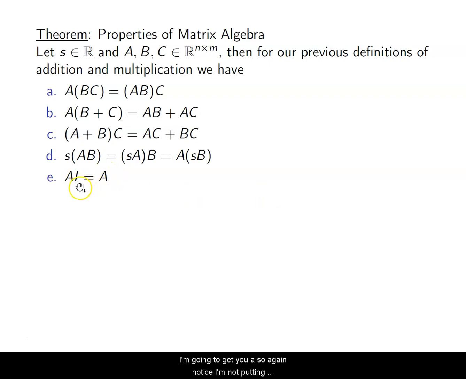A times the identity is going to get you A. So again, notice I'm not putting the dimensions. We already talked about what the dimensions should be. On this side it would be I_M, but it doesn't really matter, right? It's just the appropriate identity sized matrix for this matrix A. Okay. I times A is A. Again, this would be I_N. But what matters is that it's the appropriate size in order to actually do your matrix multiplication, right? So here's our next theorem.